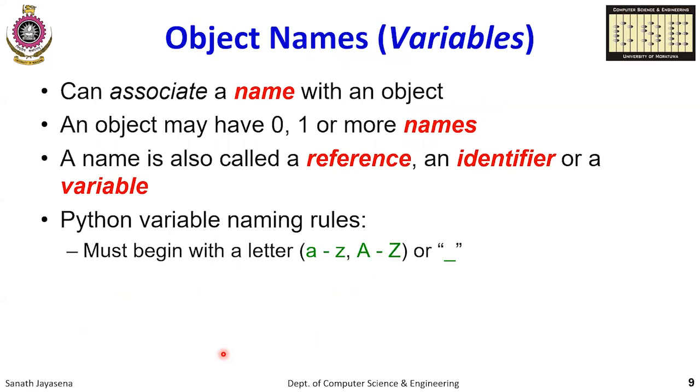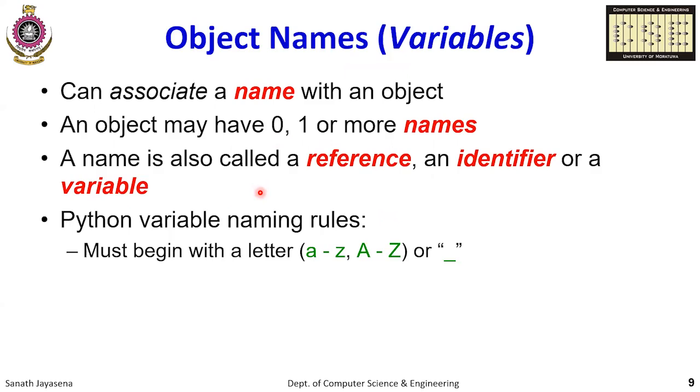Objects can have names. We can associate a name with an object. That's what we do in our programs. We have data, but we want to refer to this data. So what do we do? We give a name. We refer to an object by its name. In fact, a particular object can have no name at all, or it can have one name, or it can have many names. That's what this says: an object may have 0, 1, or more names. I'll show you a couple of examples later.